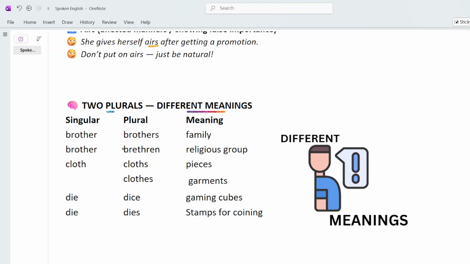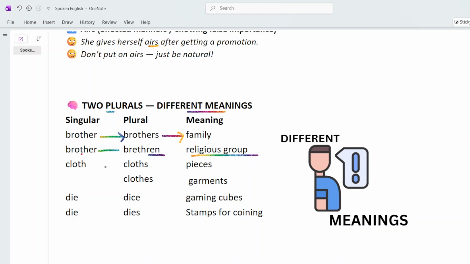Here we are going to get the key idea of understanding how one word can have two meanings. That's it. So brother, if I add an s, it is brothers, right? All right, directly shows an inclusion of family. However, the same word brother changed into en. If I add en after th instead of er, it becomes brethren, in the sense it is a religious group.